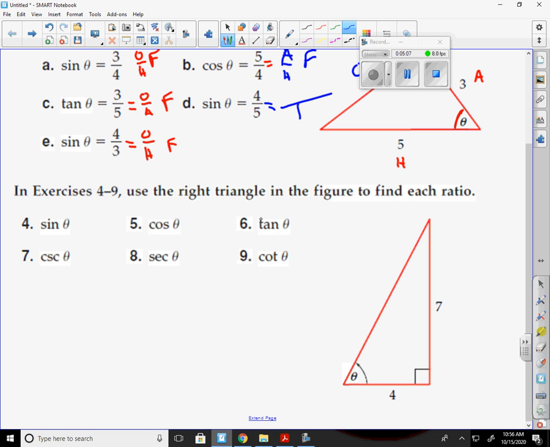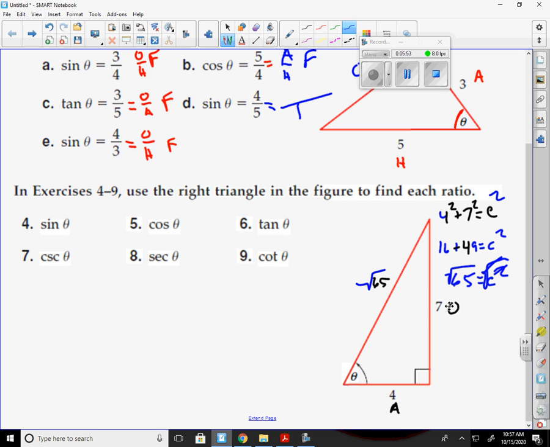4 through 9, use the right triangle in the figure to figure out each ratio. If I'm looking at sine of theta, again, I have adjacent, opposite. I need to find my hypotenuse. In order to do that, I use the Pythagorean theorem. 4 squared plus 7 squared equals c squared. 4 squared is 16, 7 squared is 49. 16 plus 49 gives me 65. Not a perfect root, so I'll leave it as a root of 65. C equals root 65.